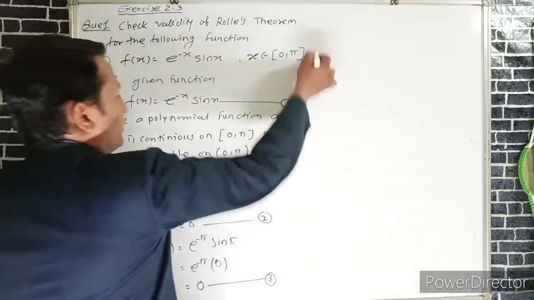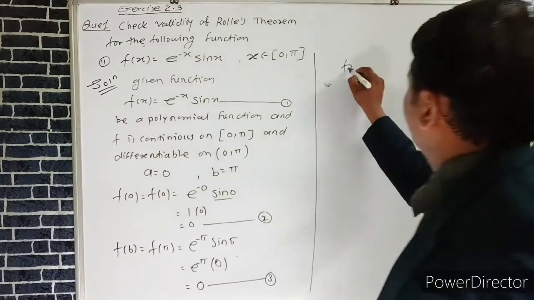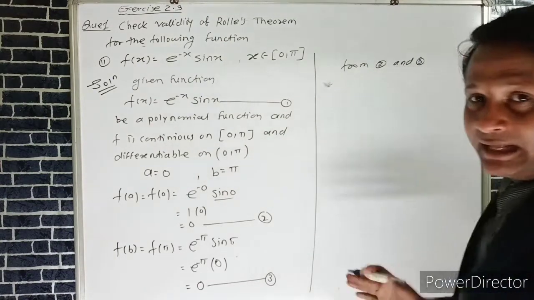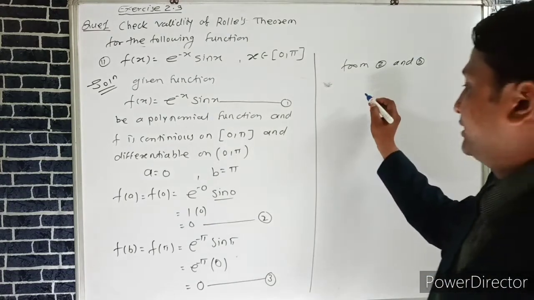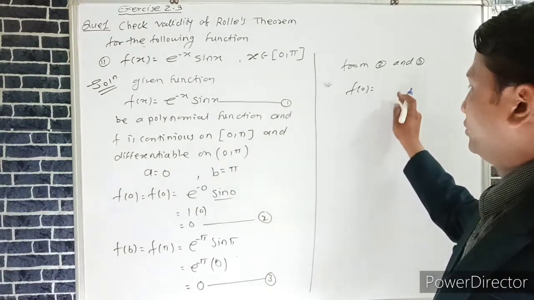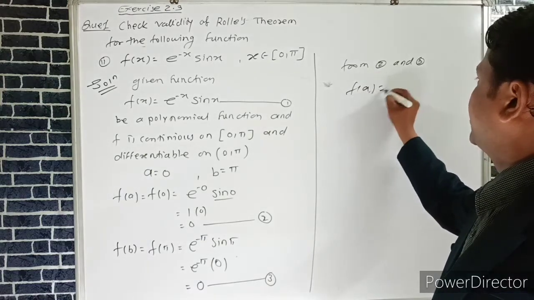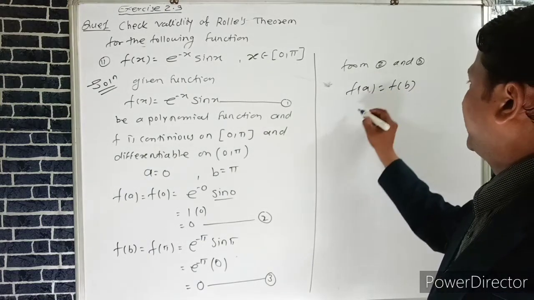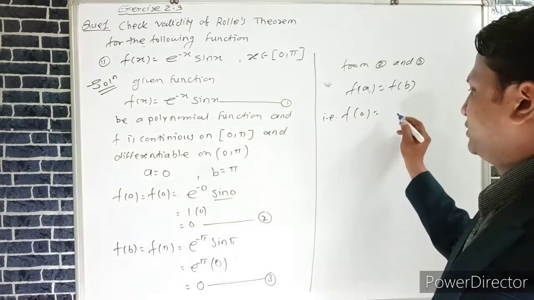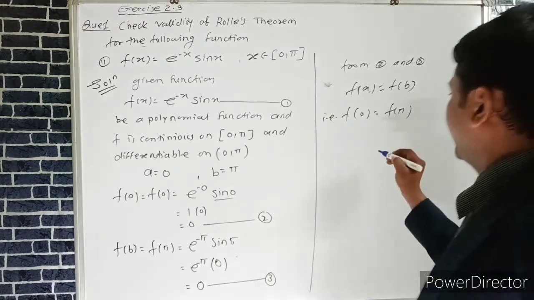So from equations 2 and 3, we can say that f(0) equals f(a) equals f(b), that is, f(0) equals f(pi).